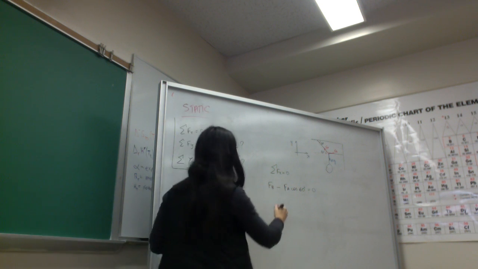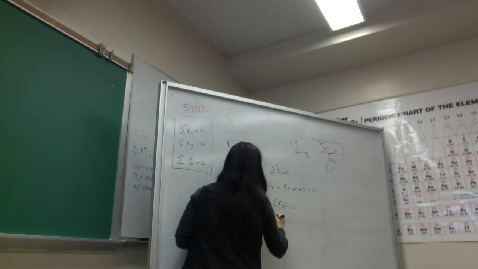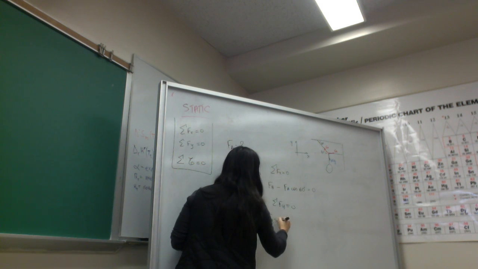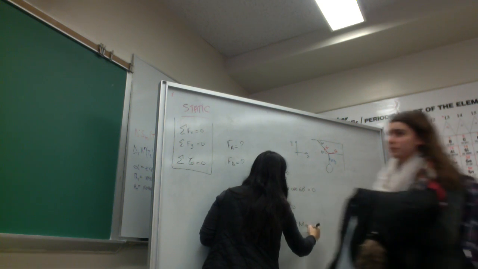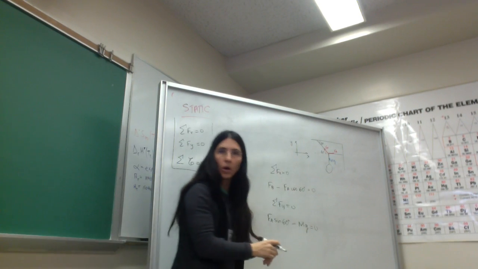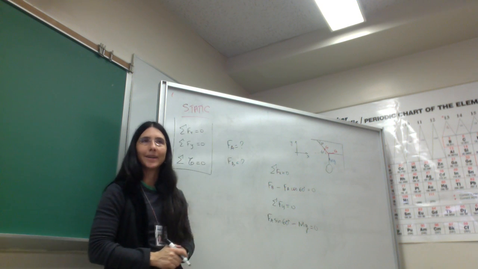Okay, so let's see, put in the y direction: FA sine 60 minus mg. FA sine 60, very good, positive, and then minus mg, equal to 0. Always equal to 0 because it's static equilibrium.